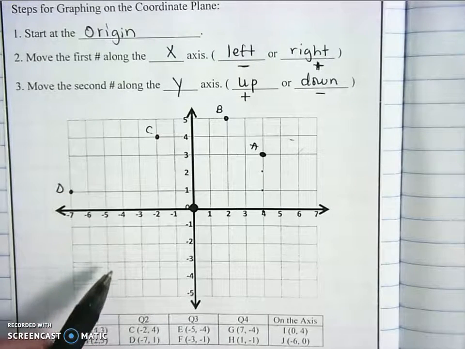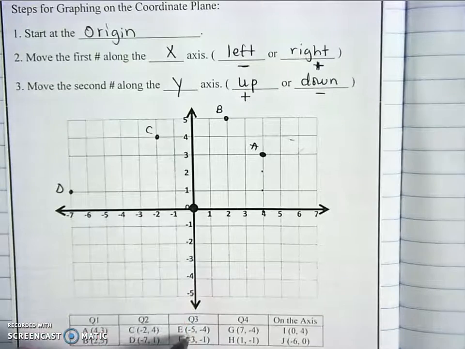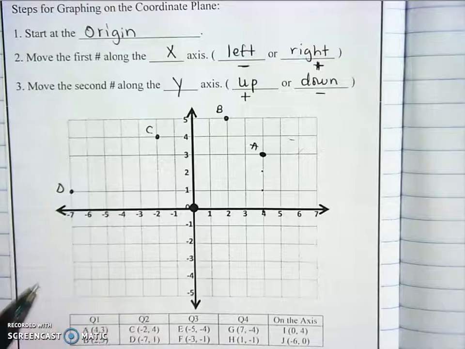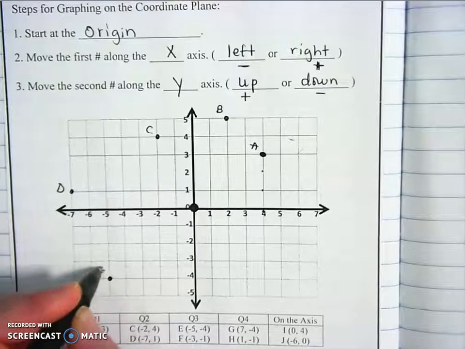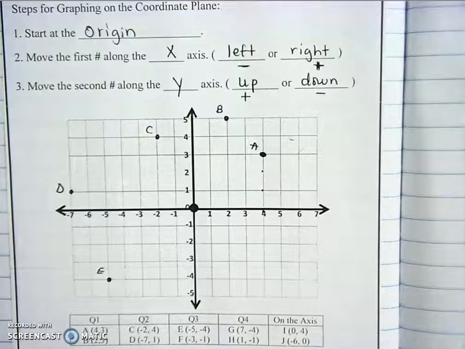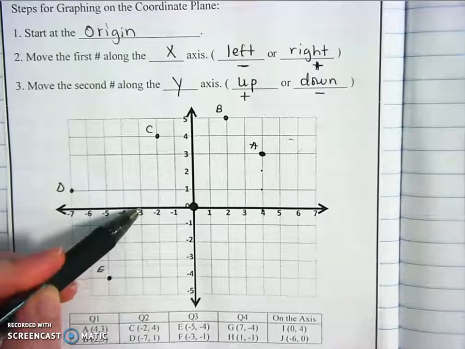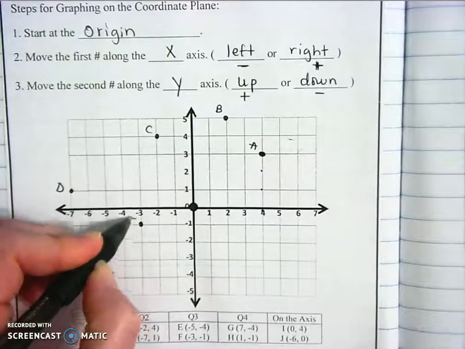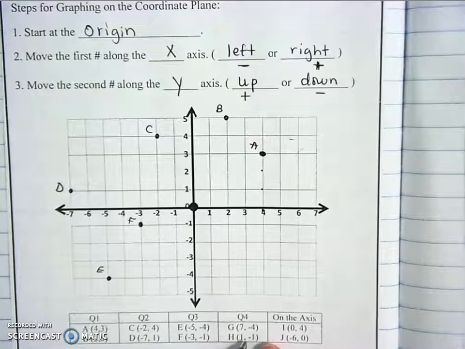Now I'm going to be working in quadrant 3. So I start at the origin, and I'm going to go to the left for -5 and then down to -4. And that's point E. Then I'm going to go check out F. So that's start at the origin, go over to the left to -3, and then down 1 to -1, and that's point F. Last quadrant is quadrant 4.